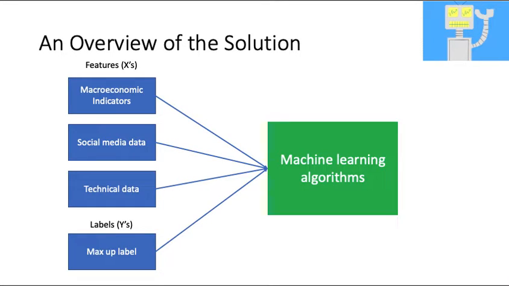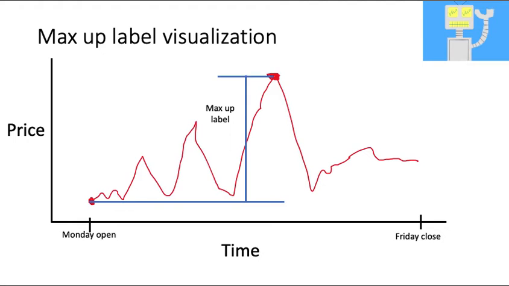The main label, or Y, that I have been using has been the maximum upwards price movement for the forward-looking week for a given stock. Here is a quick visualization of the max up label I have been using. There are a lot of other interesting ones that you could derive from the data, and I am planning on checking those out later.